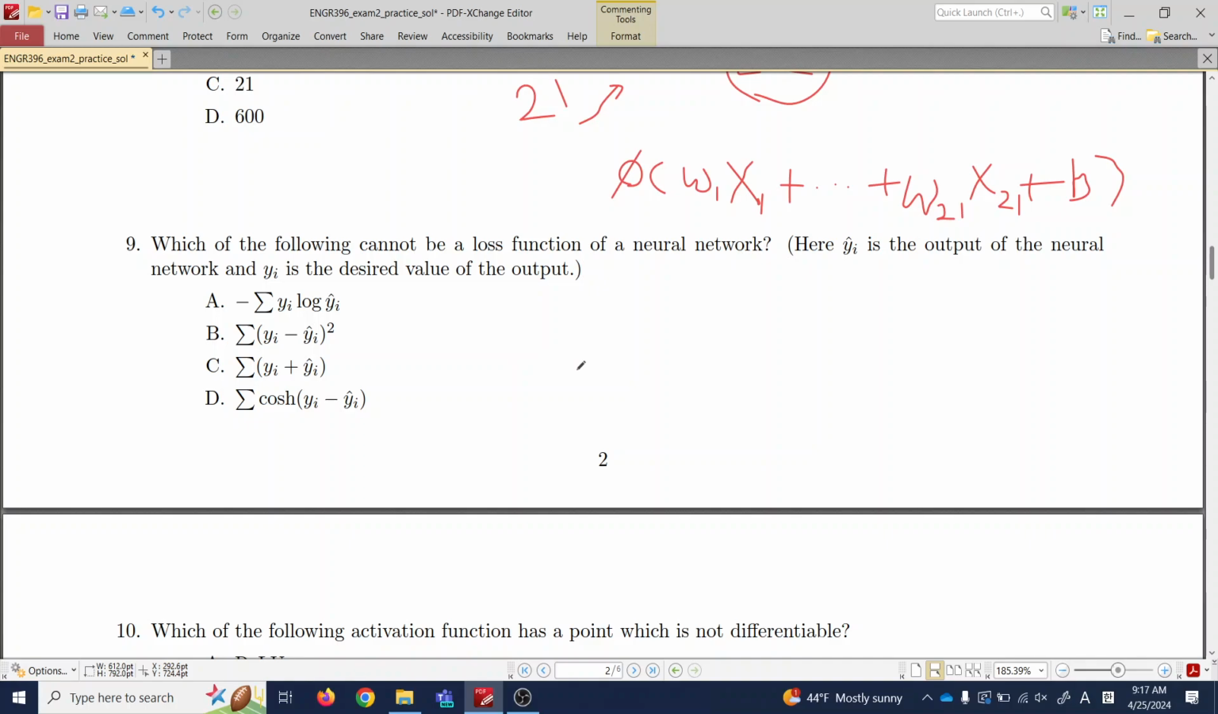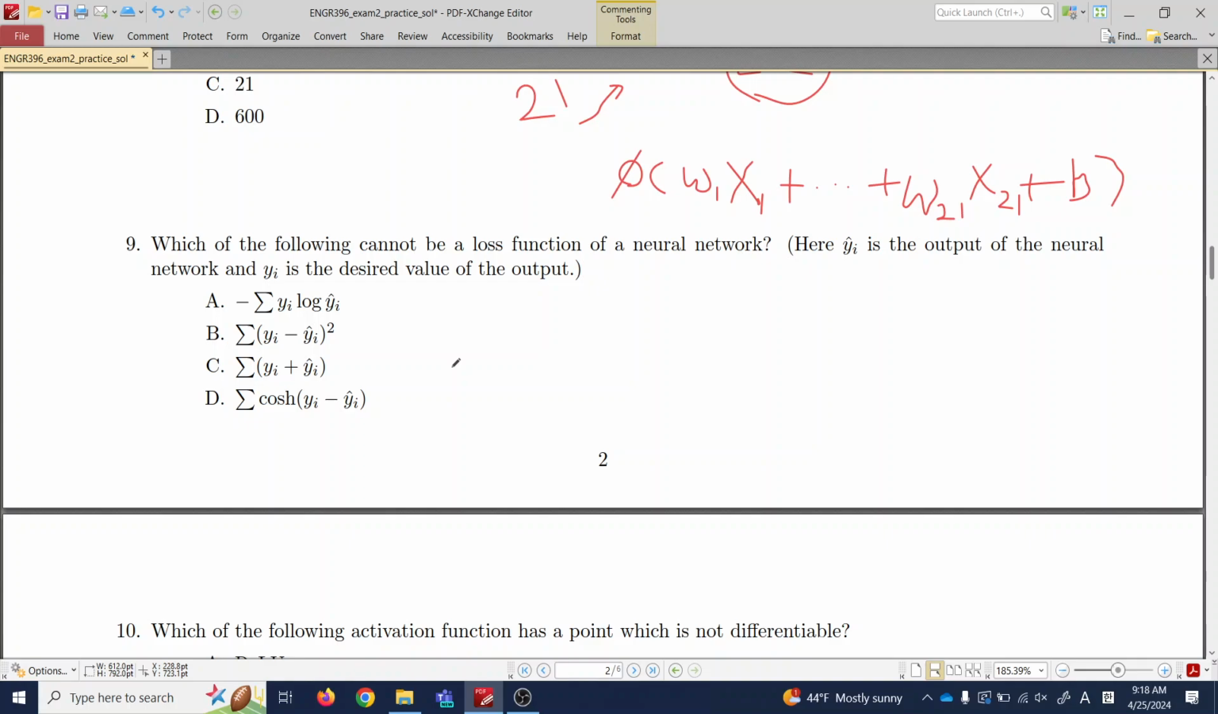Okay, which of the following cannot be a loss function of a neural network? Here, y hat is the output of the neural network, and yi is the desired value of the output. So yi is the y train. As you remember, the data set usually gets split into test and train. Training has x's, which are the features, and y train, which are the desired output of the neural network, right? And how does a neural network learn?